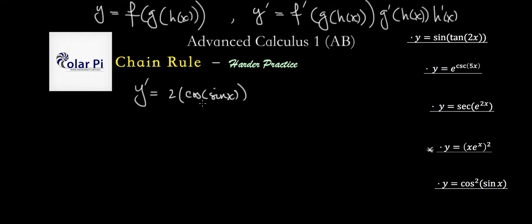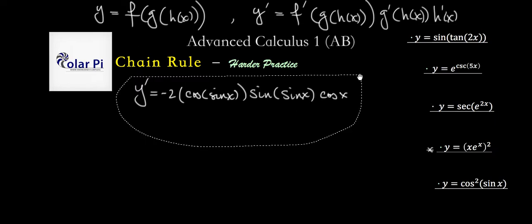Now the derivative of cosine is negative sine, so I'll put the negative right there, and then the sine right there. But we need to leave h alone, and h is sine. And then finally, the derivative of h, the derivative of sine, is cosine, so we multiply by cos x. Very important here: it's not sine x times sine x, it's sine of sine x. Okay, cool. That's it for four of them.